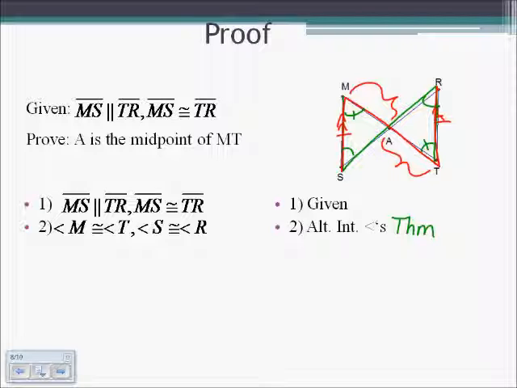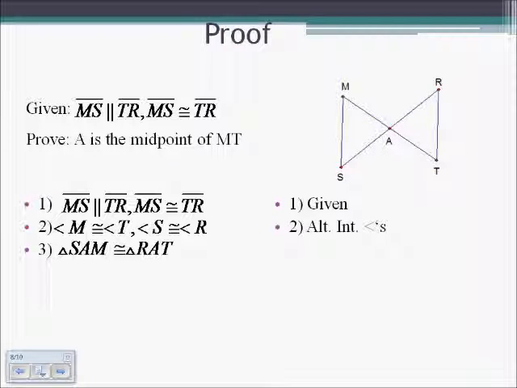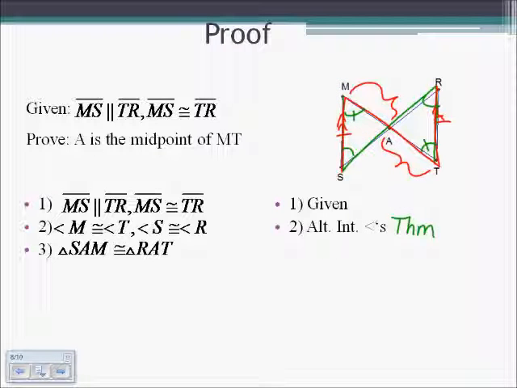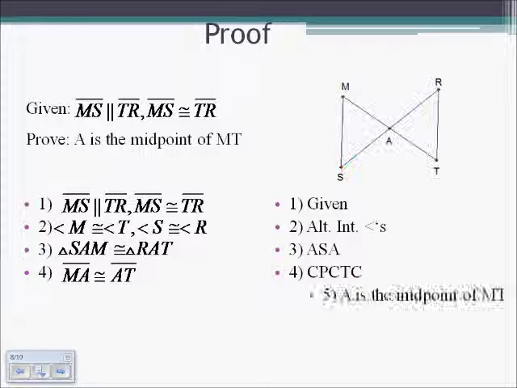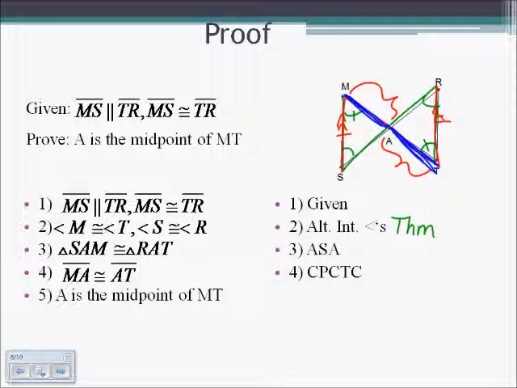So that helps us out a lot because we have the two angles on each triangle and an included side. So our triangles are congruent. Triangle SAM and triangle RAT are congruent by angle side angle. With the triangles being congruent, then all their parts are congruent, which means that side MA and side AT are congruent by the CPCTC. And if side MA and side AT are congruent, that means that A is in the middle, which means A is the midpoint by the definition of a midpoint. That's what it means to be a midpoint.